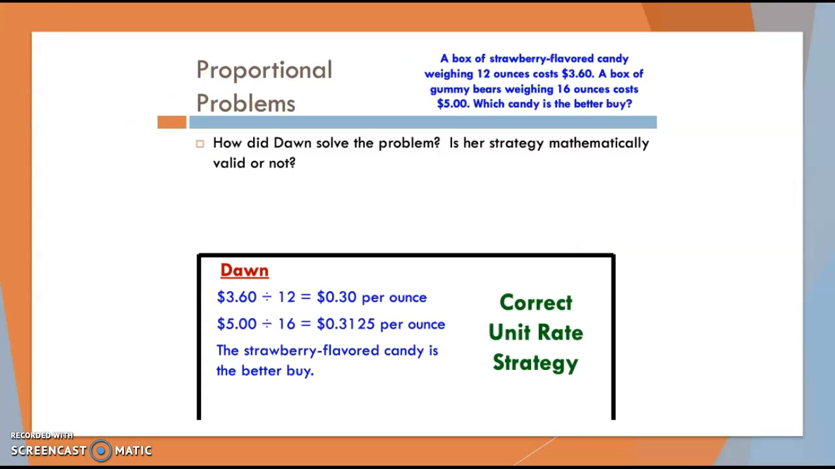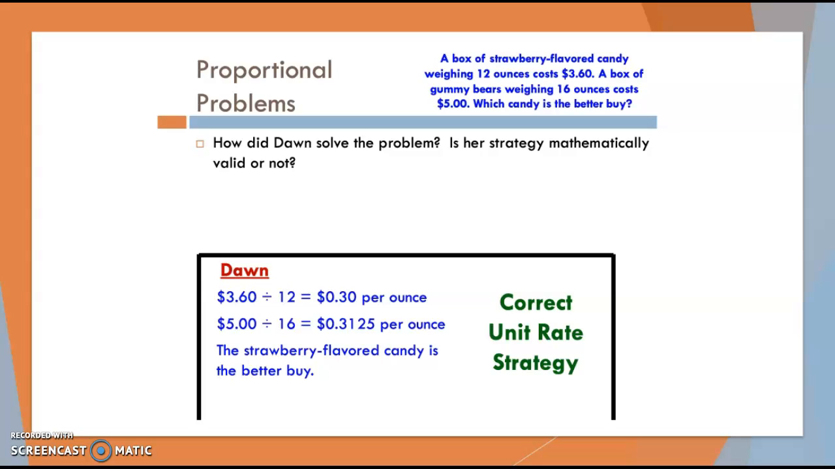Okay, welcome back. How did Dawn solve the problem? Is her strategy mathematically valid or not? Valid, correct, invalid, incorrect. Okay. Think about the language you're going to use and best practices to use the language consistently.